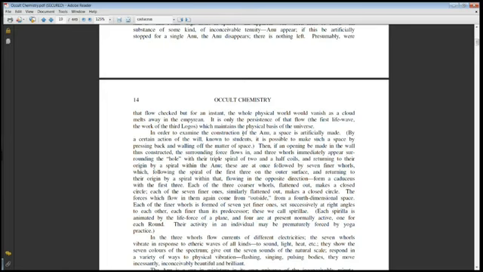In order to examine the construction of the Anu, a space is artificially made. Now check this out in parentheses. By a certain action of the will known to students, it is possible to make such a space by pressing back and walling off matter of space. So that means students can create Anu. That means you can create Anu.